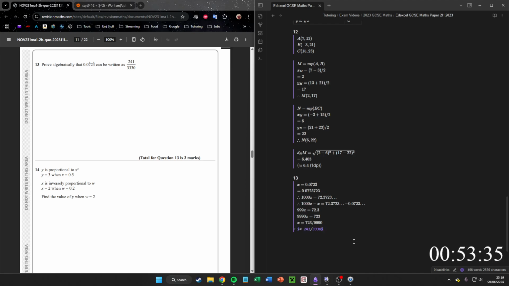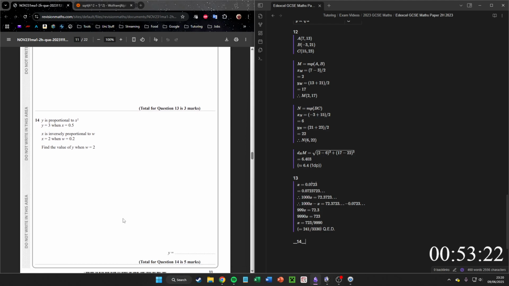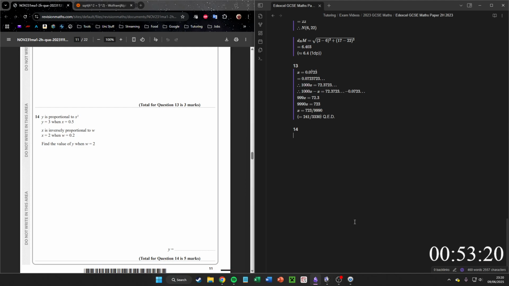3,330. And then because I've been asked to do that, this is a little bit useful, what's the word? QED basically means I have shown what you've asked me to. It's a Latin phrase. Don't know why I'm writing it in a GCSE Maths paper, to be honest, but there we go.